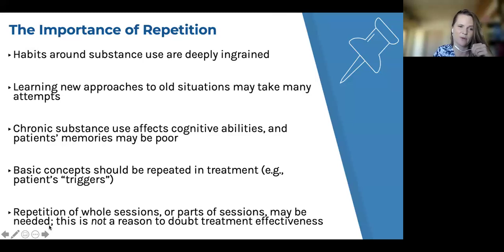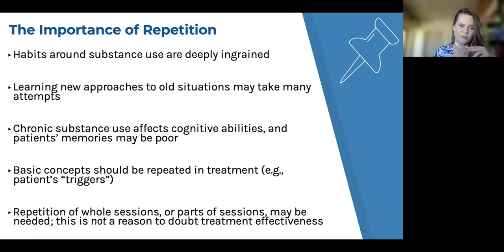It's important to remember that working with this population, usually by the time they've gotten to treatment, they've spent a lot of time and effort and thought into getting and using substances. And it's going to take a lot of time and effort and thought into unwinding those habits and replacing them with new, more adaptive ones. It's going to take a lot of practice.